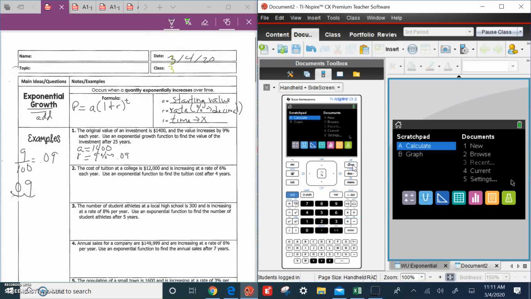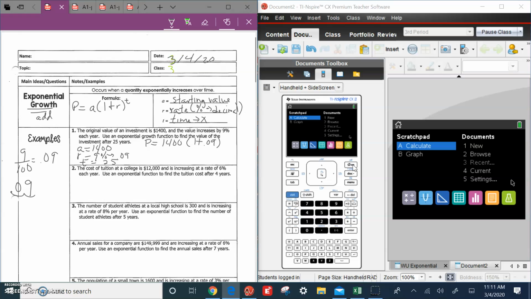Then we're going to look at the time. Time is 25 years. So we're going to plug it into the equation. P equals 1,400, parentheses 1 plus our rate. Make sure you put that 0.09, not 9, but 0.09, raised to the 25. And then we would go and plug it into our calculator.